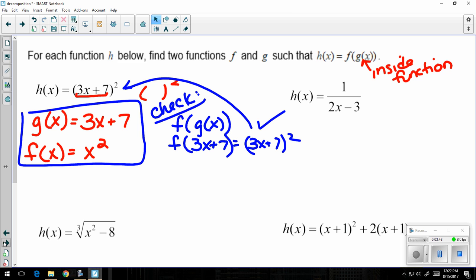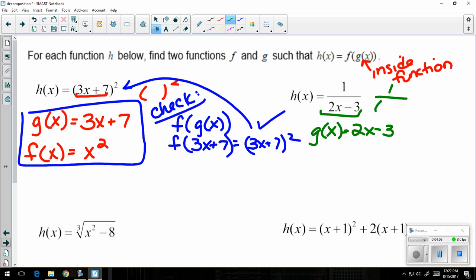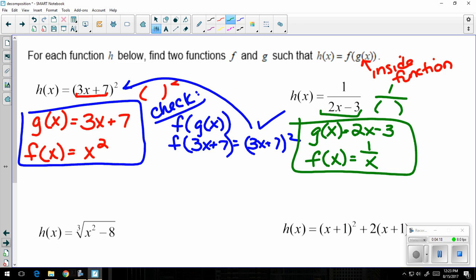H of x equals 1 over 2x minus 3. Here's another one of our helpful hints. I'm looking for a fraction. So I'm going to make my denominator my inside function. So g of x is going to be equal to 2x minus 3. So what's left over? 1 over a parentheses. So that's going to be my outside function. But remember, I can't have a parentheses, so I'm going to make it 1 over x. So there's my decomposition for h of x.